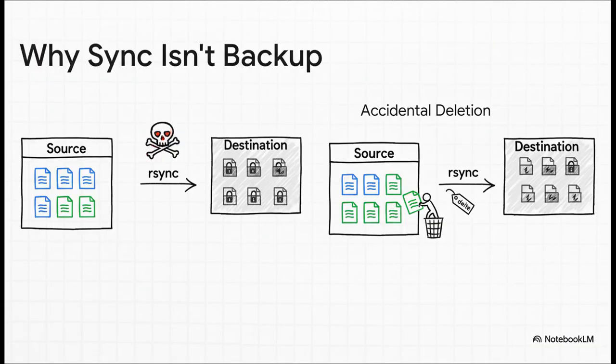And here's why that distinction is so critical. Imagine your files get hit by ransomware. They all get encrypted. Well, the next time your automated Rsync job runs, it's going to see all these new encrypted files and faithfully copy them over to your destination, completely destroying your clean copies. Or let's say you accidentally delete a super important folder, and your script uses the delete flag. Well, Rsync will do its job and dutifully delete that folder from your destination too. And just like that, it's gone.